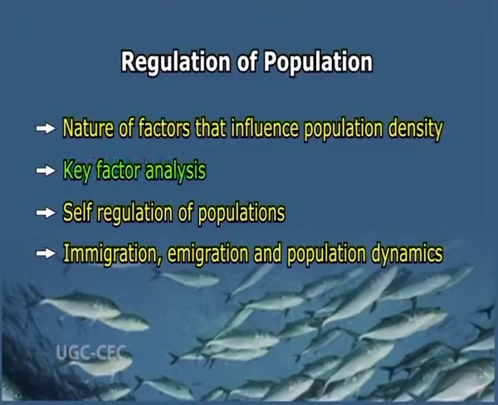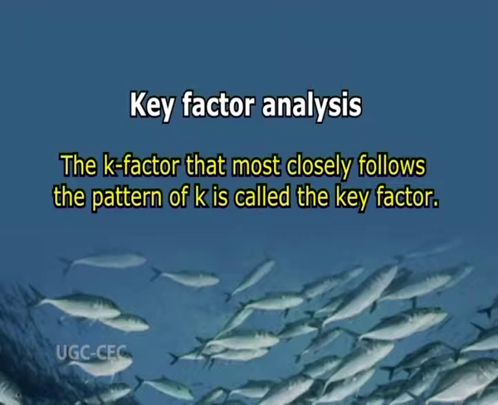Let us see the key factor analysis as the second aspect governing population regulation. This is the method to analyze mortality factors and to find out which may be regulatory. The k values for each mortality factor, together with total K, that is the sum of all factors, are plotted for several successive generations. The k factor that most closely follows the pattern of K is called the key factor. In insect population, loss of adults through migration or death is the key factor.